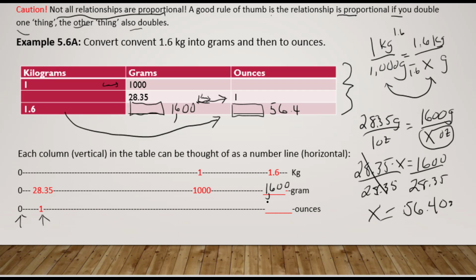I'm going to put that on my number line here, 56.4. So these are all equivalent. In other words, 56.4 ounces is the same as 1,600 grams is the same as 1.6 kilograms. These are equivalent, and these are equivalent, and these are equivalent. And I just filled in a table. And then again, remember, it's the rows that give you the equivalencies.